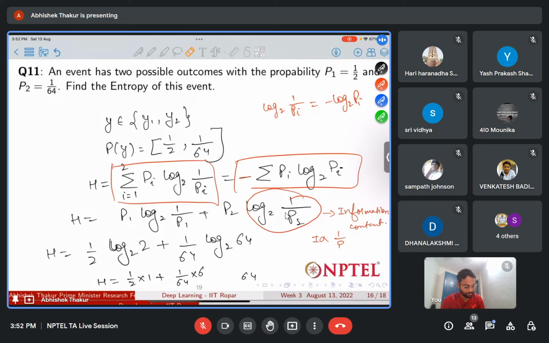I guess this calculation is something wrong. So this will be 1 by 2, log 2 2 is 1, plus 6 by 64. You can cancel this to get 3 by 32. Now you can take 32 as the denominator. That will be 16 plus 3, that is equal to 19 by 32. So this is our entropy.